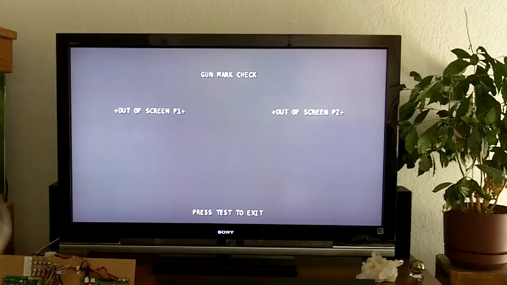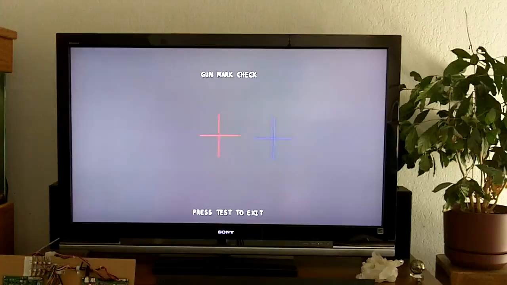Well, I plugged the guns in for the first time. And as you can see, they kind of look like they're tracking. Trying to hold them steady, they are quite jittery. And of course I've got this LED sensor sitting on my floor down below the TV.